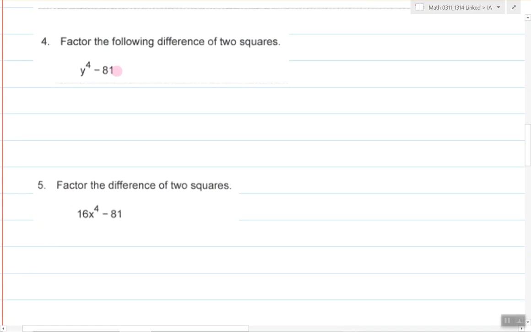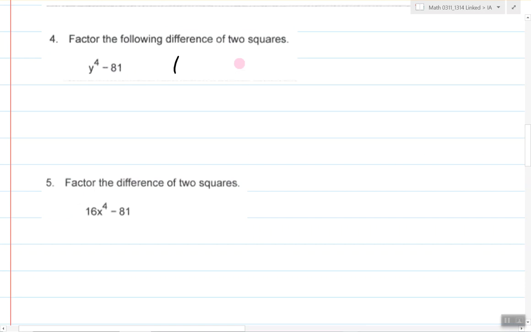No GCF. It is a binomial. y to the 4th is a perfect square because its exponent is even. 81 is a perfect square. Its square root is 9 and it is minus. So the first thing I will do is factor into two binomials. One plus, one minus. It's going to be y squared, because the square root of y to the 4th is y squared, plus 9, and minus 9.